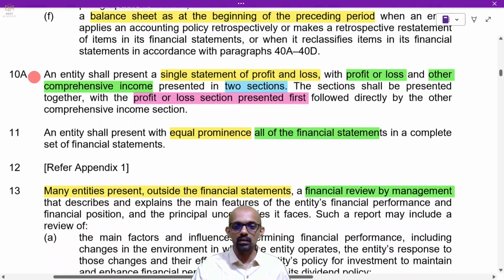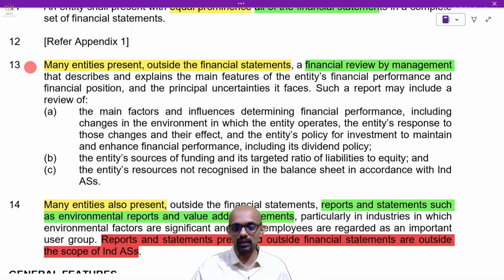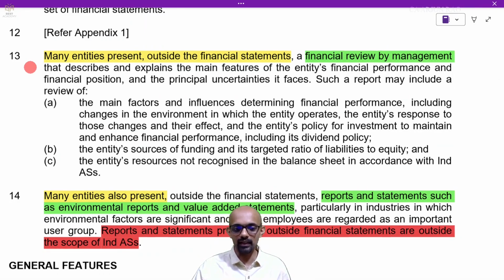So moving on, P&L is a single statement with two parts, profit or loss and OCI, unlike in IFRS where they are presented as separate statements. So if there are additional statements which are not financial statements, like financial reviews, then they are not within the scope of Ind AS, right?